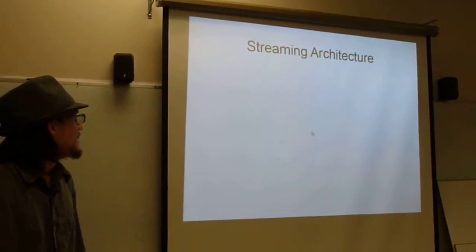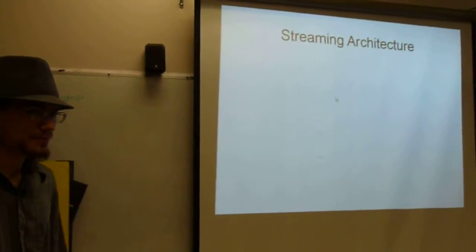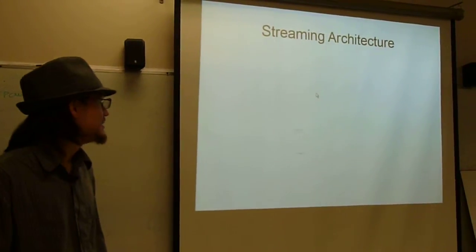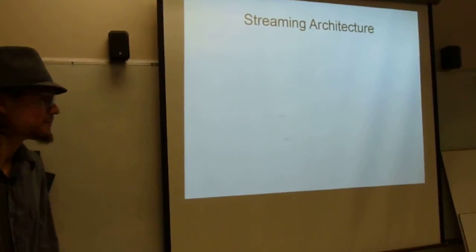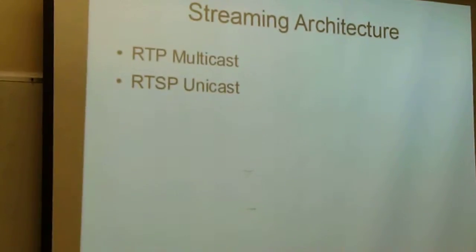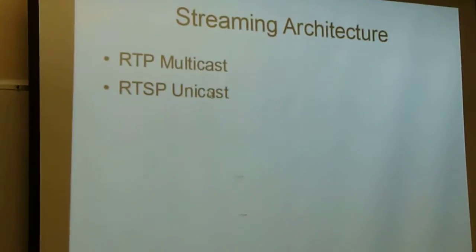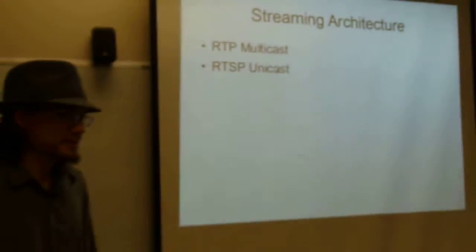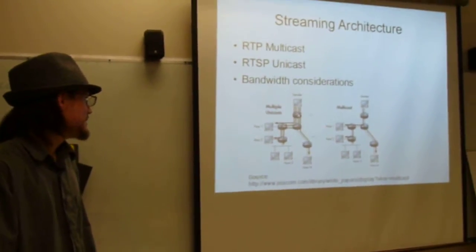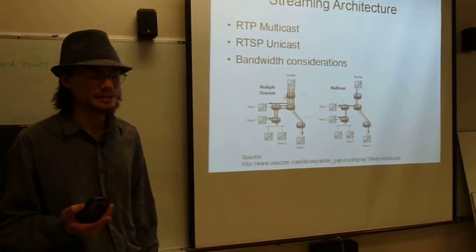So this is what I'm going to be working on for the next half of the quarter, along with some other stuff. Now this is just a basic overview of the streaming architecture and how we're going to handle bandwidth allocation and client-server interactions. So there are 2 different ways for streaming. One is using RTP multicast, and the other is RTSP unicast. So there are two major paradigms for streaming. The first one, unicast, is when the server sends out one data stream for every single client that's connected to it.